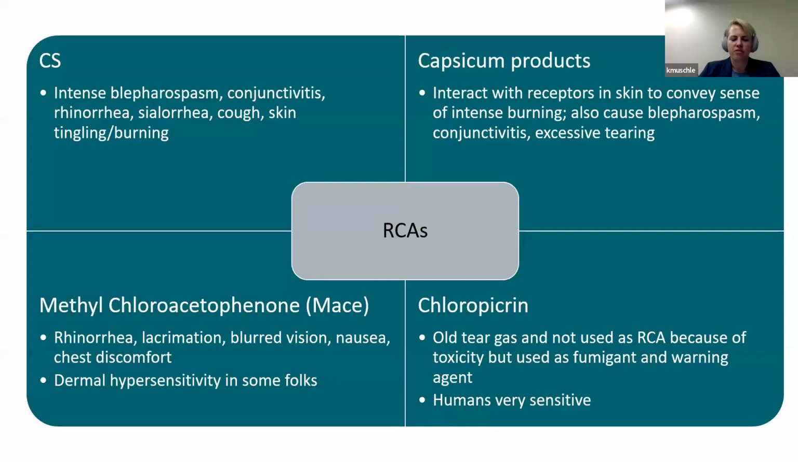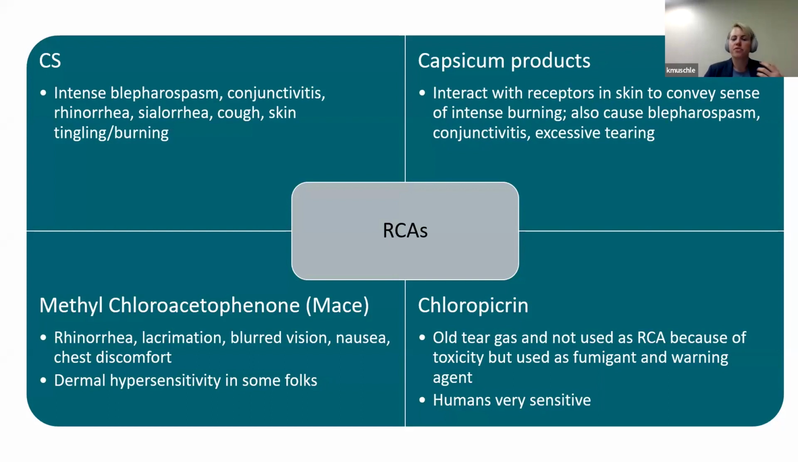These four agents all cause fairly similar clinical effects. And essentially, when you are exposed to these, you get very intense mucous membrane reactions almost immediately. CS tends to cause very intense eye pain, conjunctivitis, aggressive rhinorrhea and sialorrhea. I mean, like a lot of spit and snot happening. People cough and you have a lot of skin tingling and burning sensations.